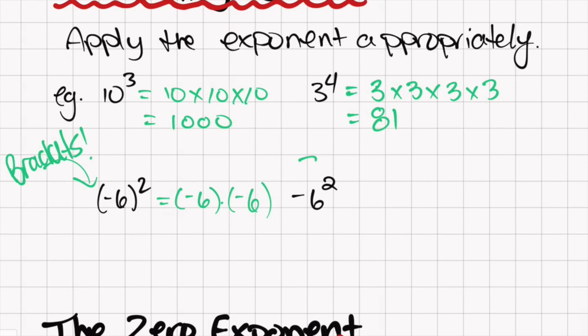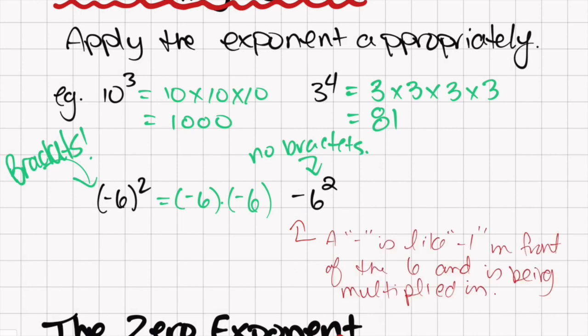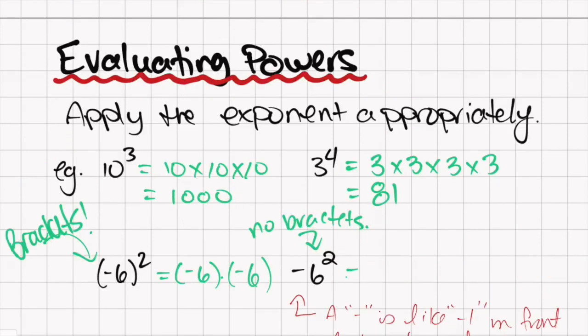And in this next example, where we have negative 6 raised to the power of 2 with no brackets, this is again a different situation. We assume that behind that negative sign is actually a 1. So there's a hidden 1 there being multiplied by the 6. To solve this, in front of our 6 being multiplied by 6, we have negative 1 being multiplied in, which gives us an answer of negative 36. Go back and put the answer for this first one here. That one's answer is 36.